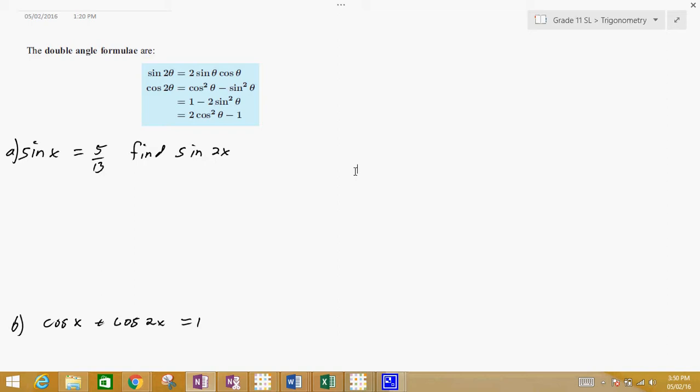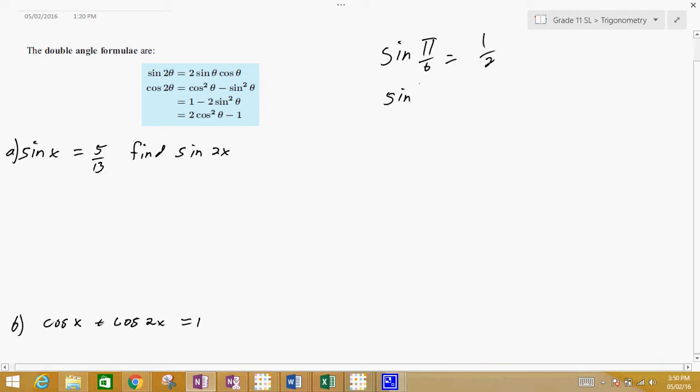So you've got 2 sine theta. Well, first of all, we know that sine of pi over 6 is equal to 1 over 2. And we also know that sine of 2 pi over 6, or pi over 3, is equal to root 3 over 2. So, let's just see the formula.